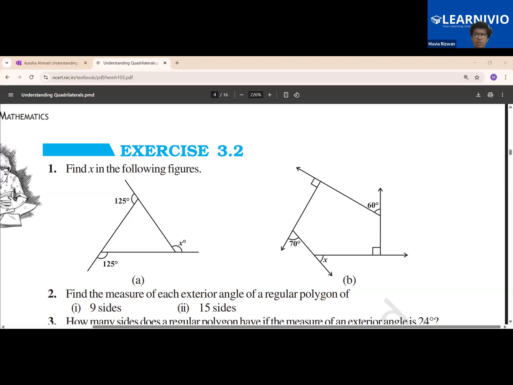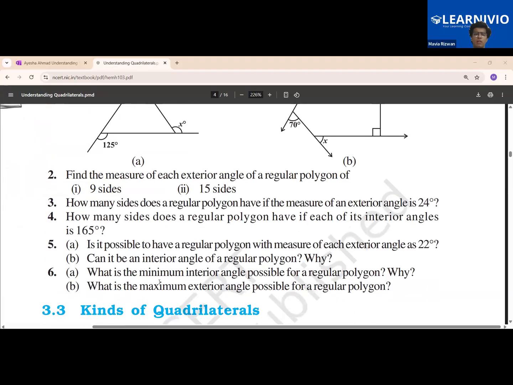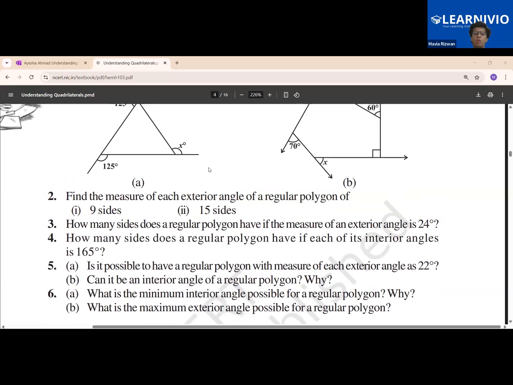Sir, 180 plus 60, that is 240, plus 70, that is 310. 50 degrees is the correct answer. Fine. Aisha, I want you to try out question number 2 now. Okay.